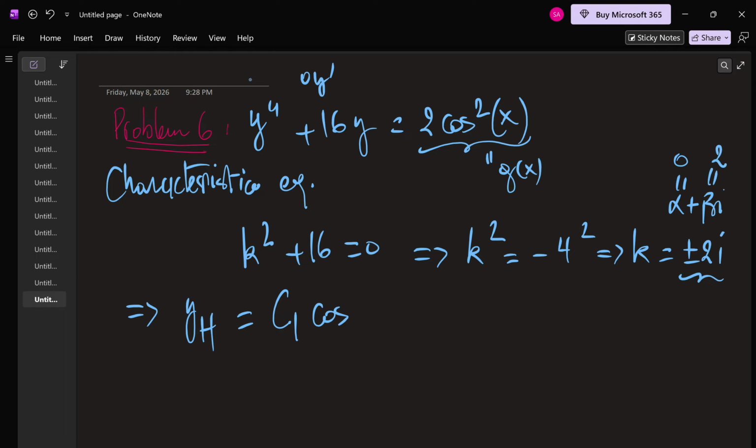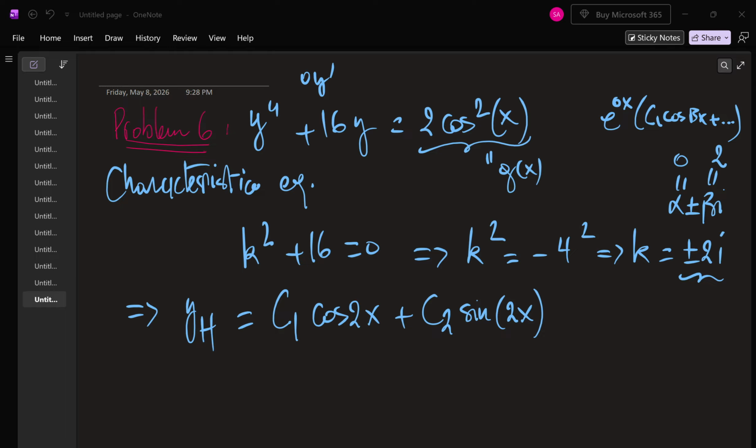Okay, so it is exponential 0x times c1 cosine beta x plus the remaining. You see, the precedent lecture. So it is 2x plus c2 times sine 2x. Okay, so this is the homogeneous part.